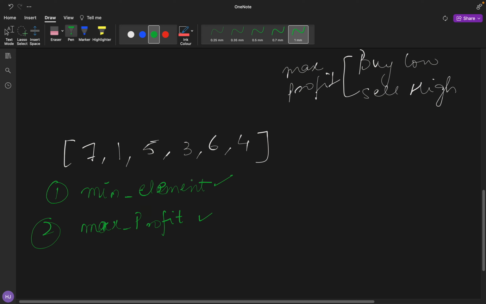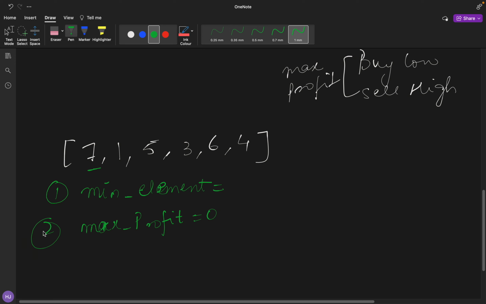What values can we initialize to minimum element and maximum profit? I think it's good enough to initialize maximum profit to 0, because if we do not encounter any profit as stated in the question, we have to return 0. We don't have to return any negative element, right? So what about the minimum element?